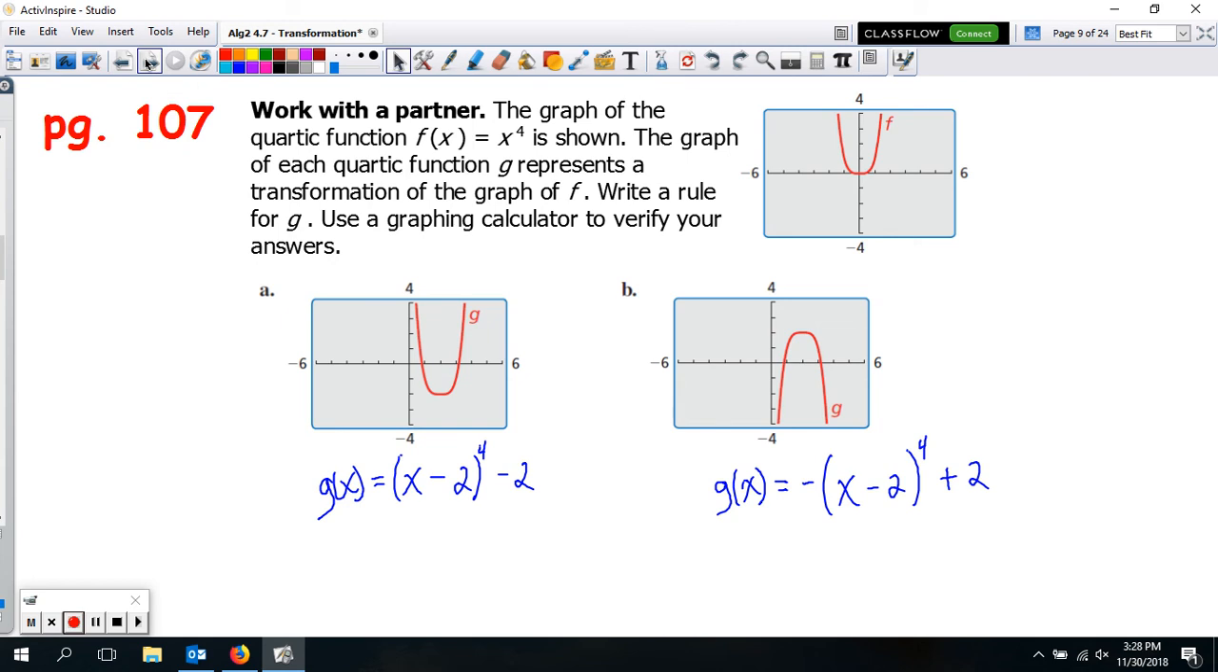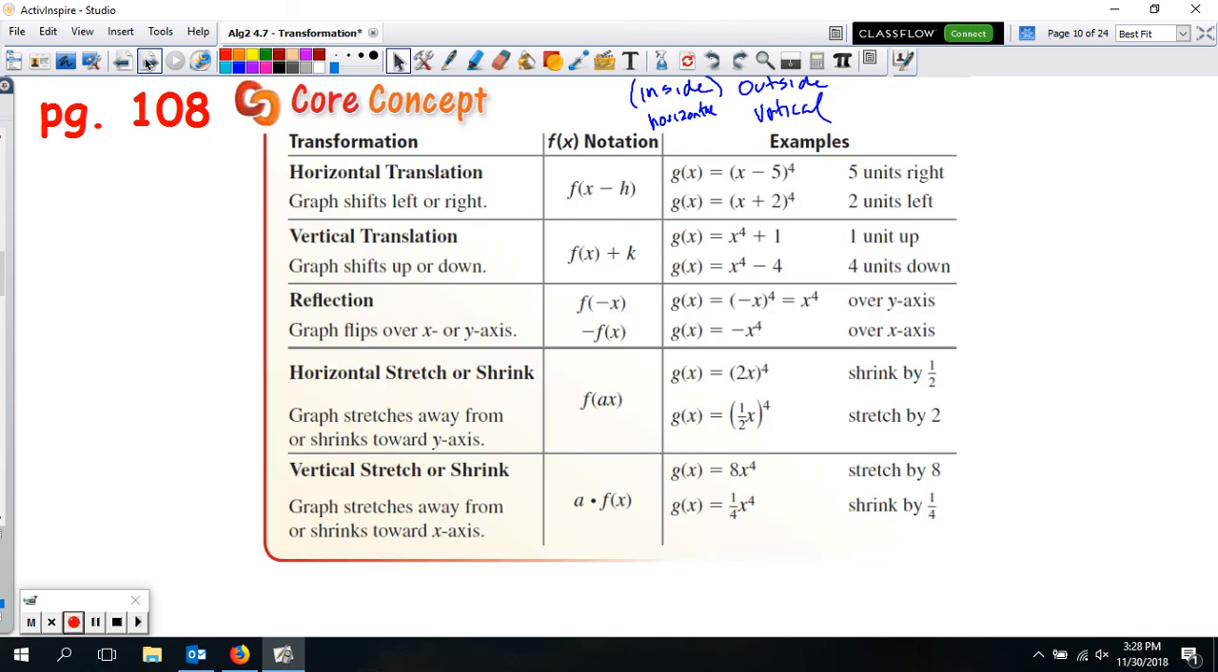On page 108, if you look at page 108 next, here's our core concept, and it has all the transformations. We've seen something very similar to this. Now this one's applied to x to the fourth functions, so polynomial functions, but you have your different transformations here. We have our translations, which is your h and k numbers. You have your reflection, which is the negative sign, and it is either in the x-axis or y-axis.